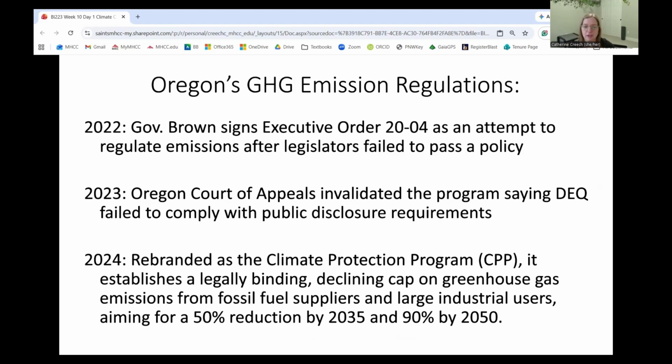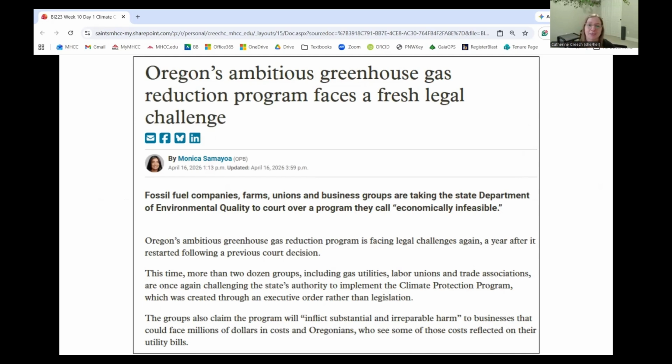Overall, the goal of this program is to reduce by 50% in 2030 and by 90% in 2050. And those are massive reductions. So this is really exciting. But then, less than a month ago, we got a new slate of legal challenges for the CPP. I'll link to this article for you as well. It's from OPB, and it will go through what we are looking for in the future and what's going to be happening with this ambitious program.